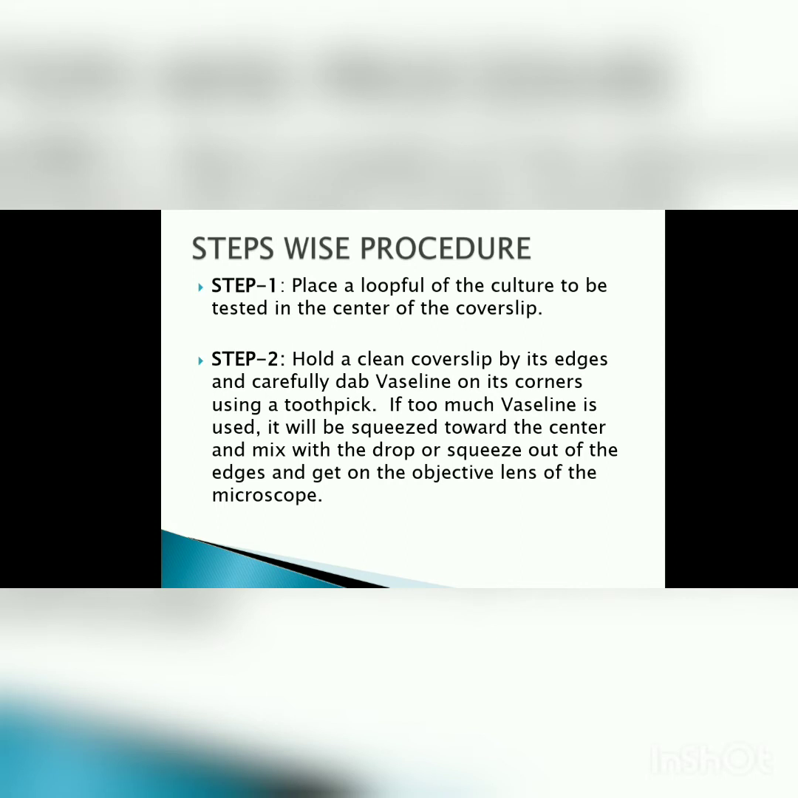Stepwise procedure. Step 1, place a loopful of the culture to be tested in the center of the cover slip. Then hold a clean cover slip by its edges and carefully dab Vaseline or wax or paraffin gel on the corners using a toothpick. If too much Vaseline is used, it skews towards the center and mixes with the water drop.